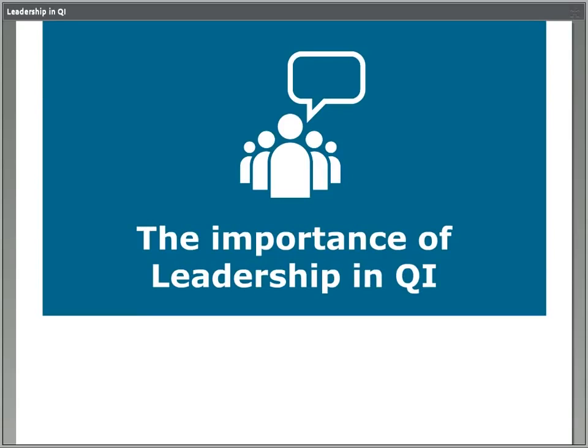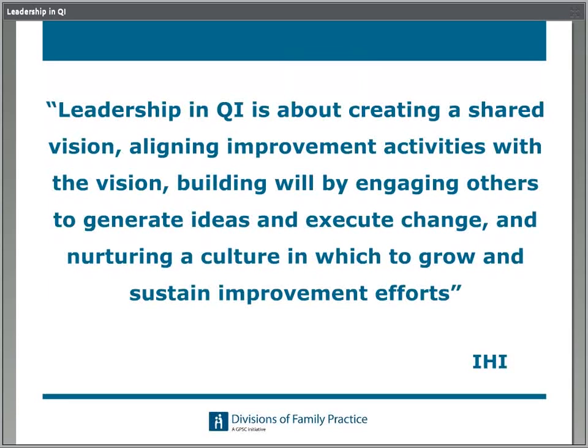So firstly, the importance of leadership in quality improvement. Now, I know this is a long sentence. Bear with me. It's great. Leadership in QI is about creating a shared vision, aligning improvement activities with the vision, building will by engaging others to generate ideas, execute change, and nurturing a culture in which to grow and sustain improvement efforts. This really is the cornerstone of what I think leadership in QI is. I'm going to introduce a model shortly that I think really reflects this statement very well.